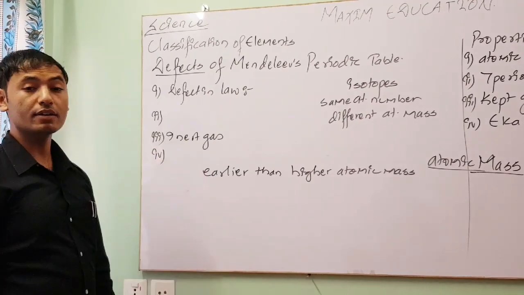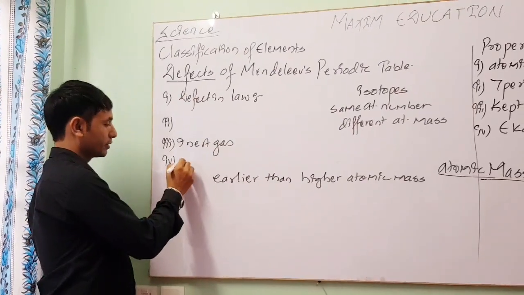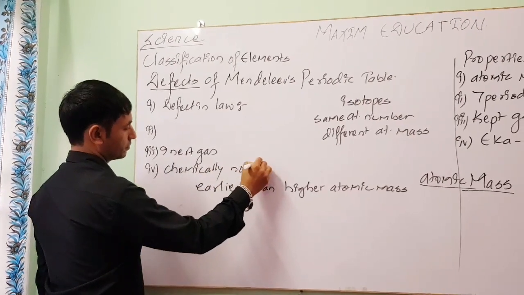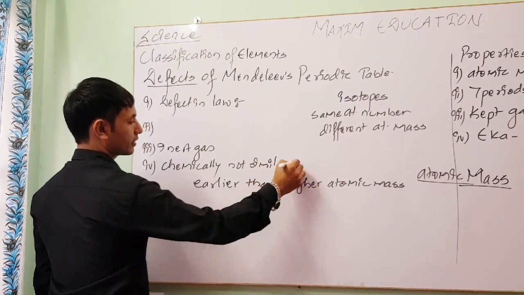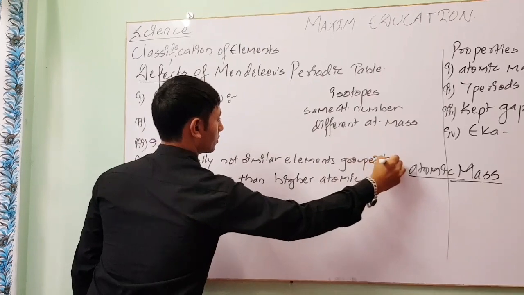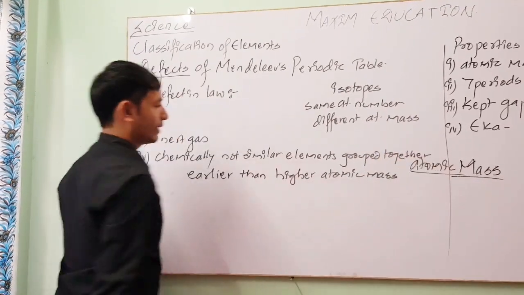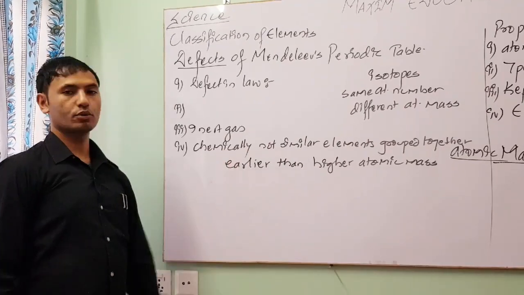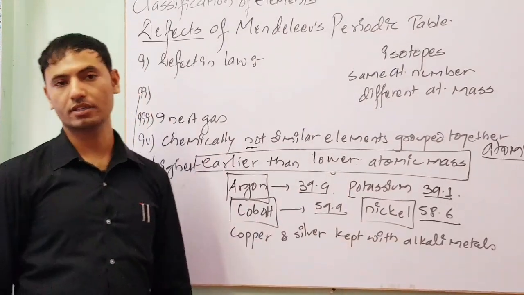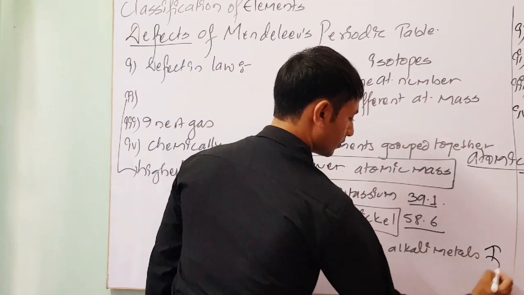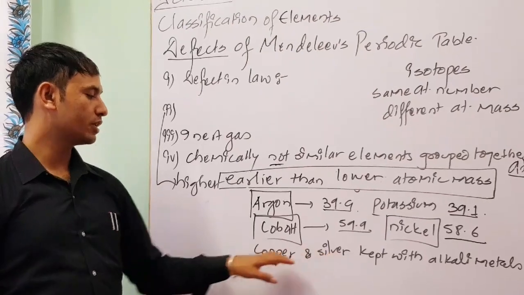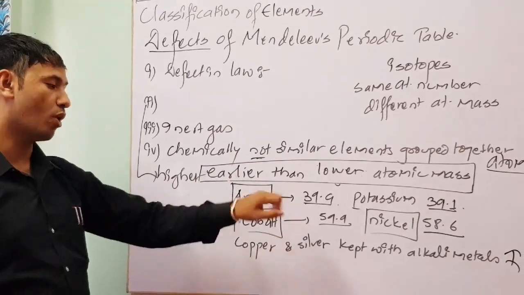The chemically dissimilar elements are grouped together. The elements having different chemical properties are grouped together. For example, copper and silver are kept with the alkali metals of group IA. The alkali metals do not have any chemical and physical properties similar to copper and silver. So it is a defect of Mendeleev's periodic table.